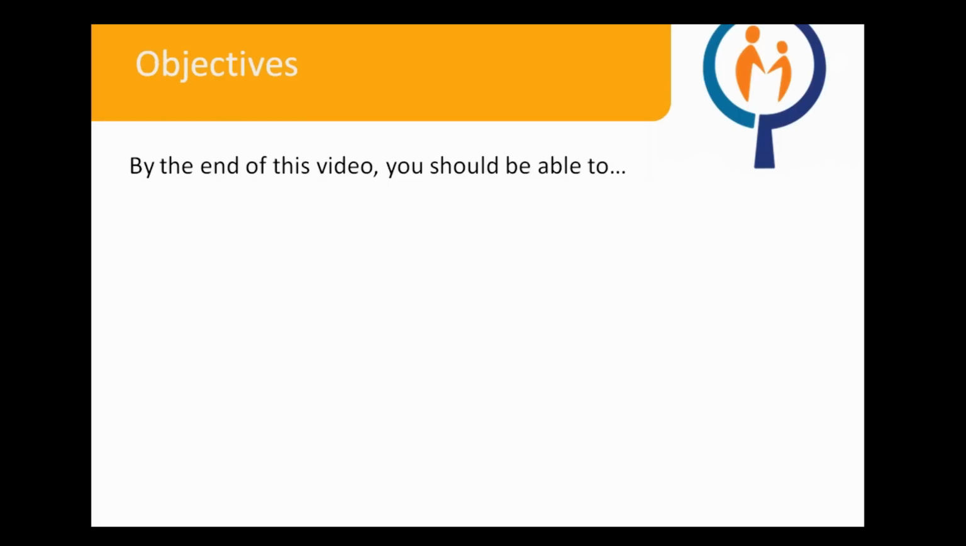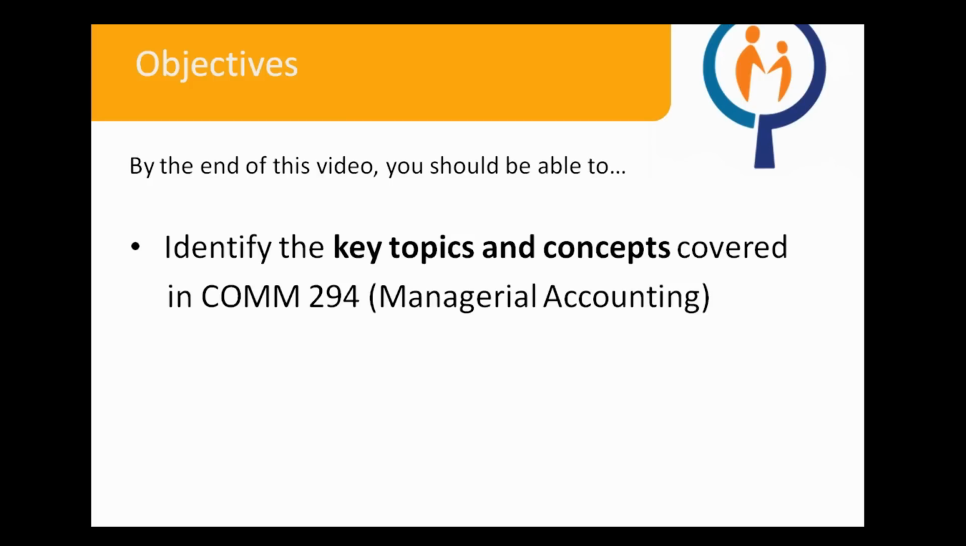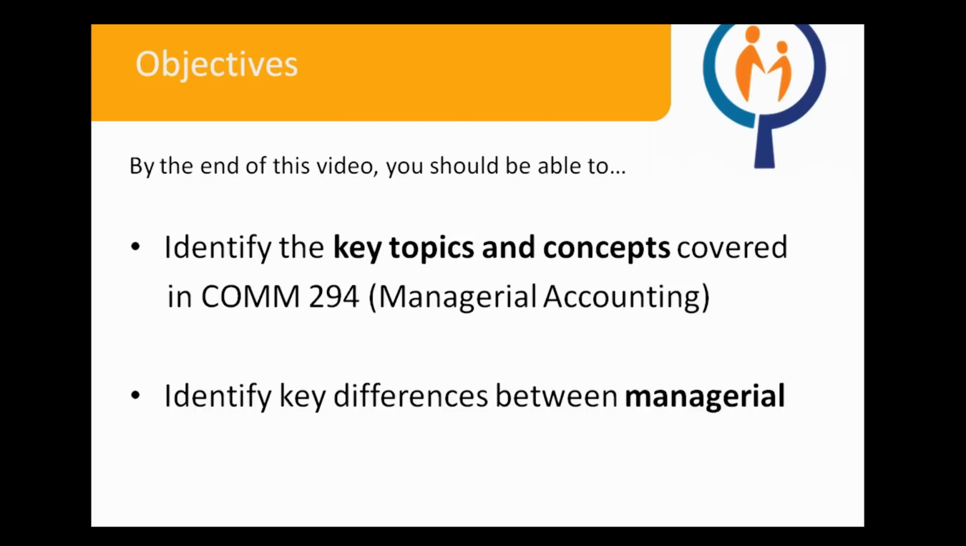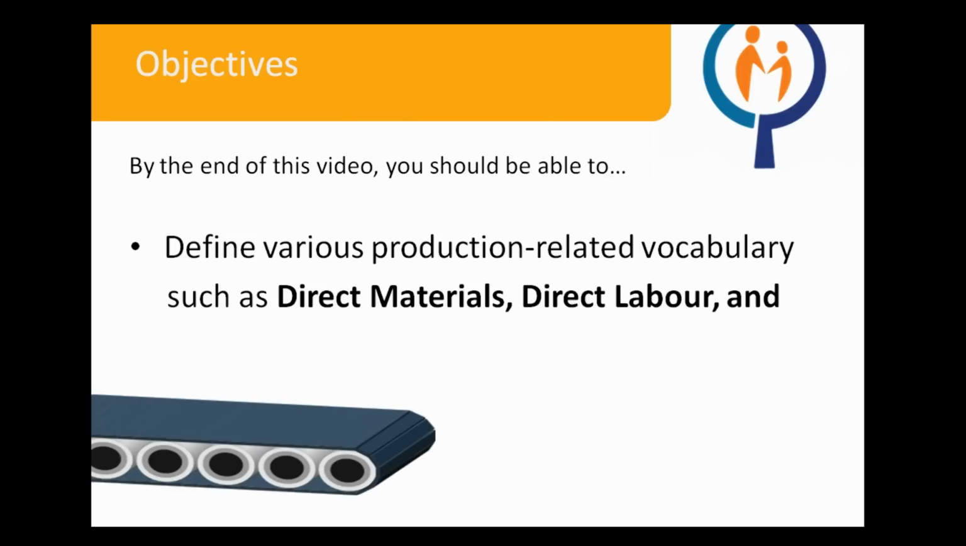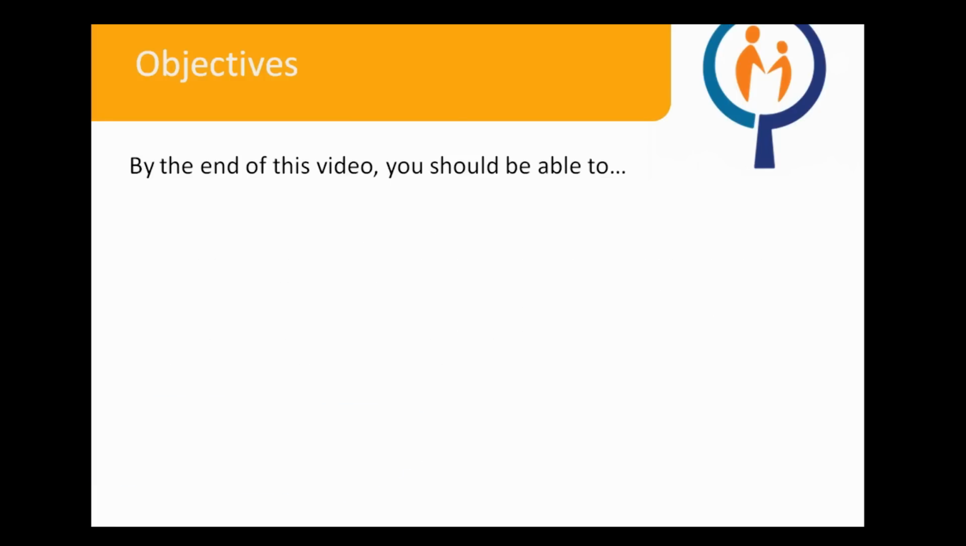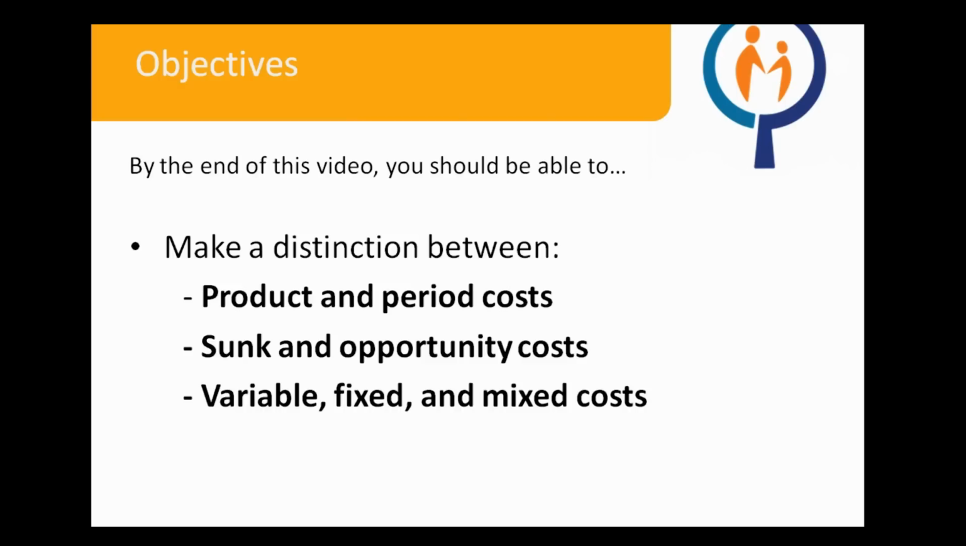By the end of this video, you should be able to identify the key topics and concepts covered in Commerce 294, identify the key differences between managerial and financial accounting, define various production-related vocabulary such as direct materials, direct labor, and overhead, and distinguish between product and period costs, sunk and opportunity costs, and variable, fixed, and mixed costs.